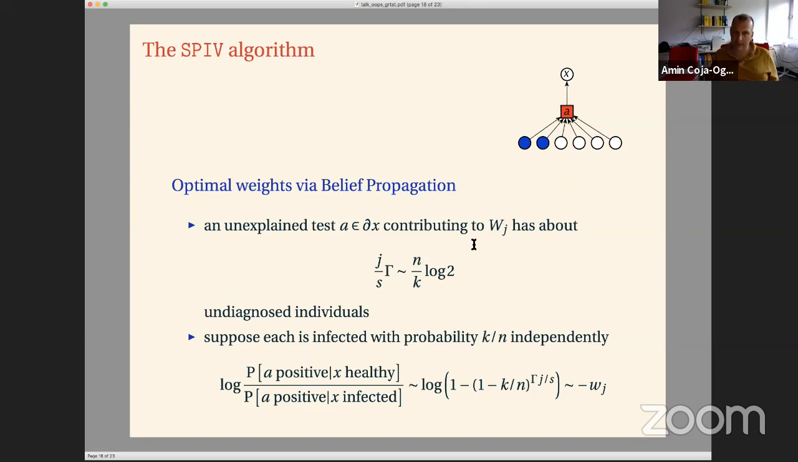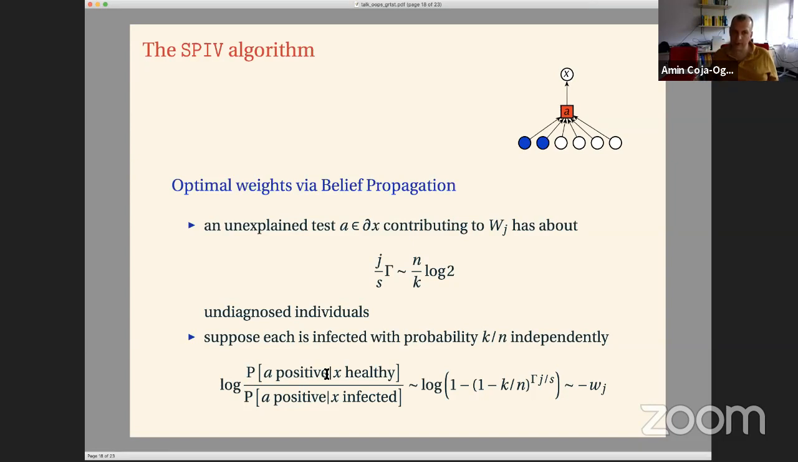And if I look at a test that is J compartments, J minus 1 compartments to the right of X, then I can actually very precisely estimate the number of such undiagnosed white spots on the map. And that's going to be J on S times gamma. And that's approximately N on K times log 2 by the choice of gamma. And so I can then calculate the log likelihood ratio.